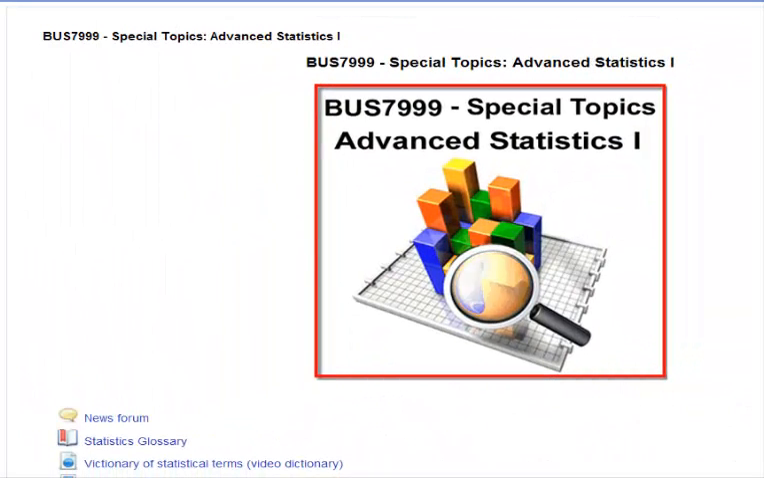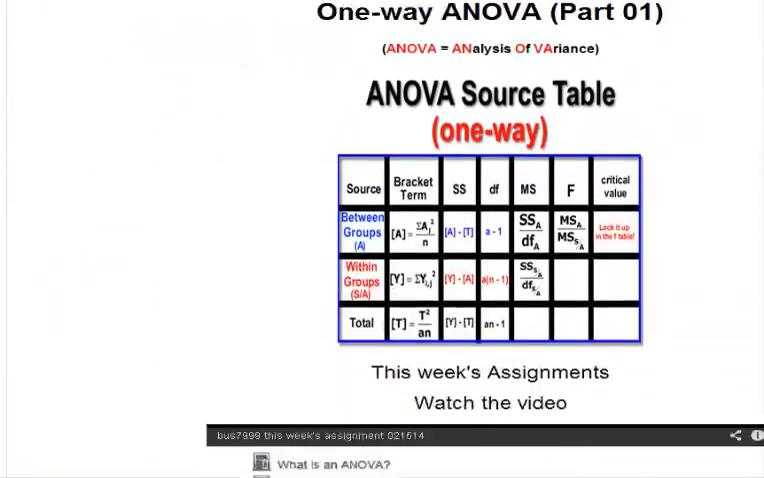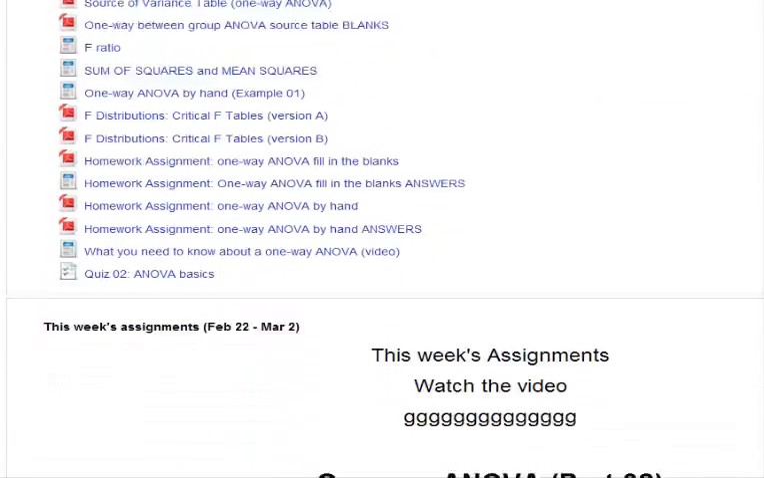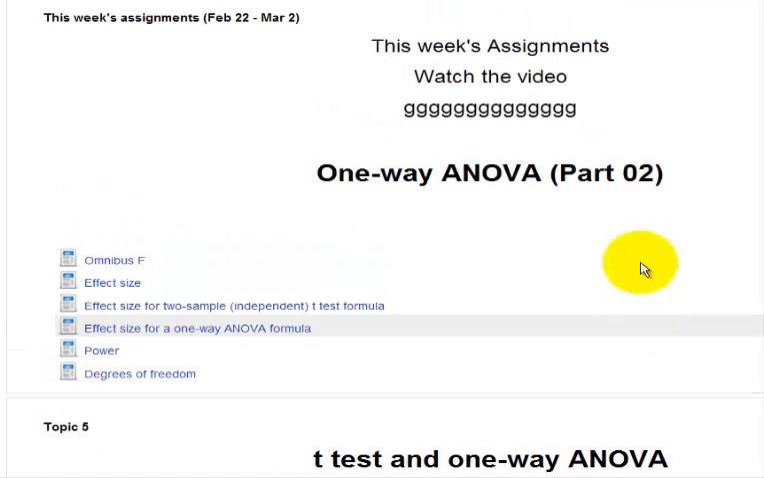Okay, here's this week's homework assignment via video. So go to the Moodle site. This is what I would expect you to do this week. This is where we're at, right? ANOVA Part 2. This video is going to be right here.